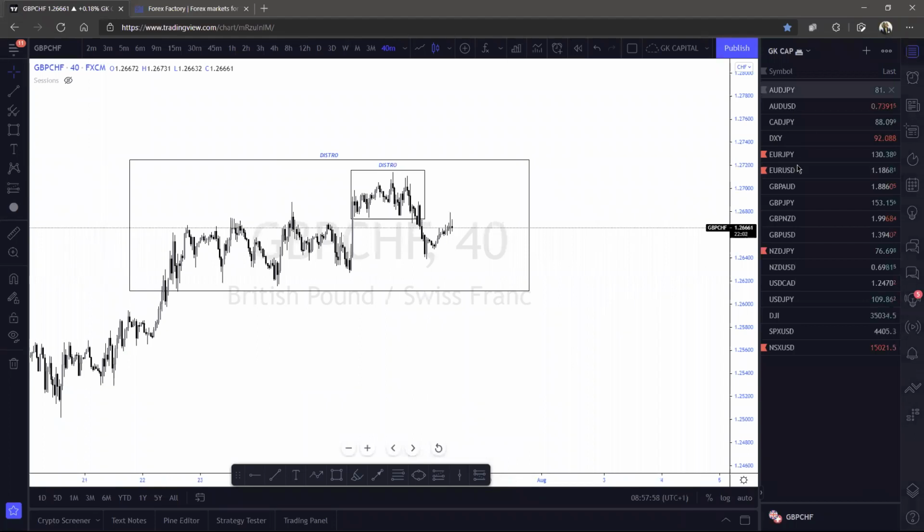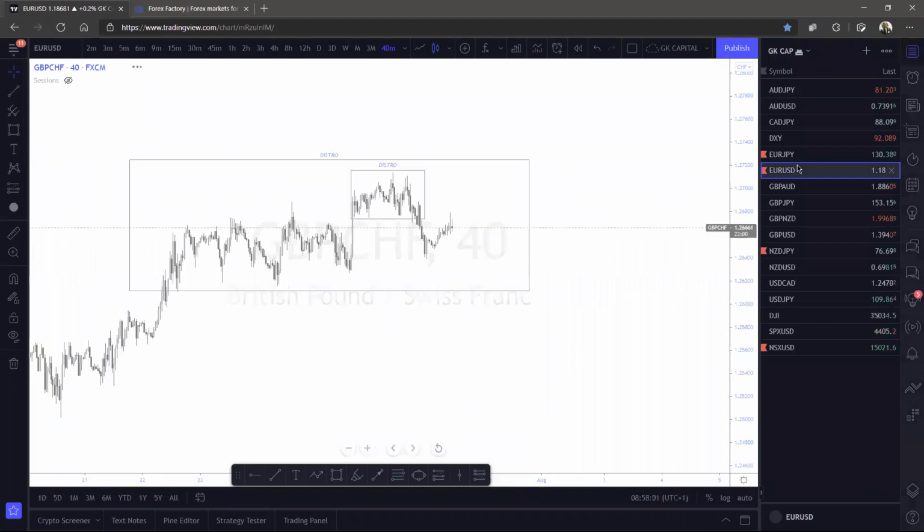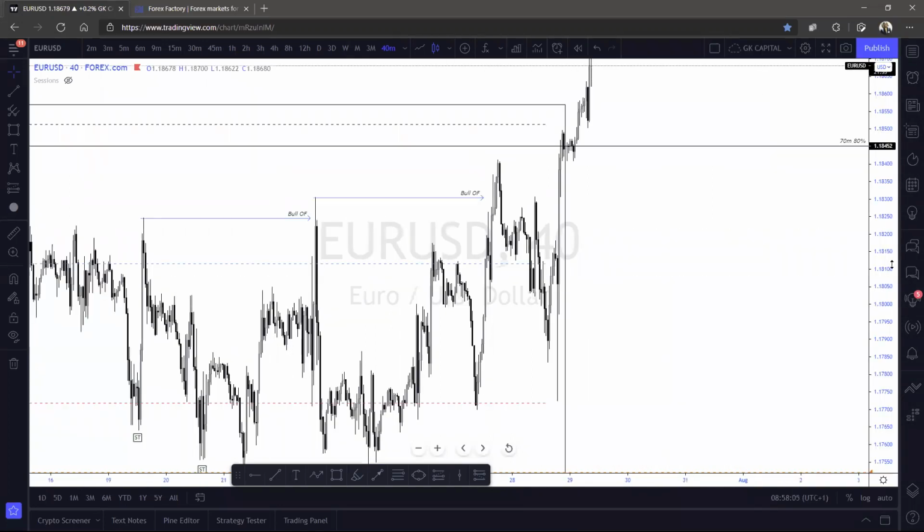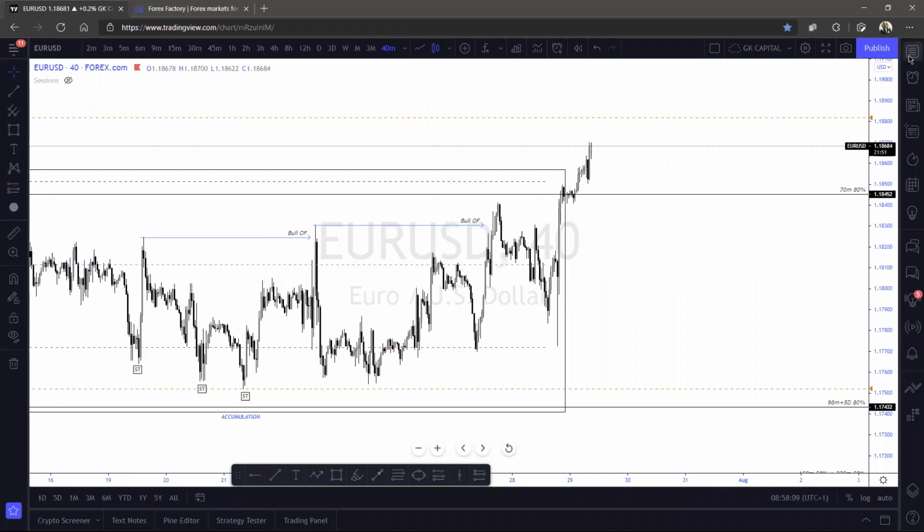So let's actually start off with Euro USD. We've been following this all week. Actually, let's start off with DXY.